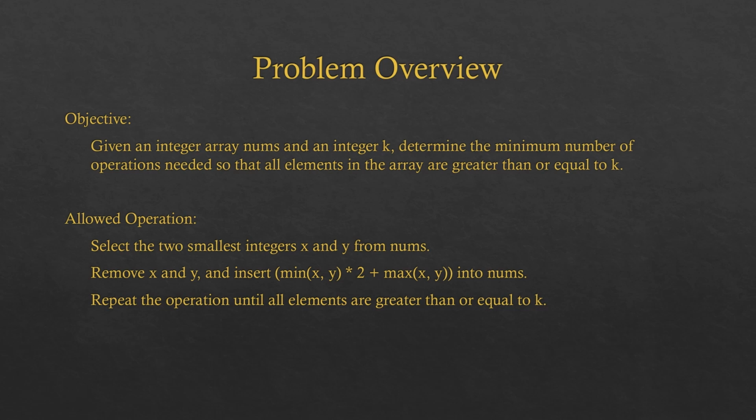Our objective is to find the minimum number of operations required to make all elements in an array greater than or equal to a given integer k. The allowed operation is as follows. We select the two smallest integers from the array, remove them, and insert a new number, calculated as min(x, y) times 2 plus max(x, y), back into the array. We repeat this operation until all elements are greater than or equal to k.